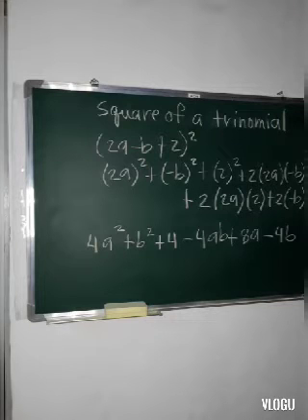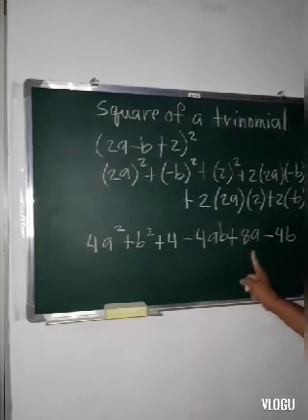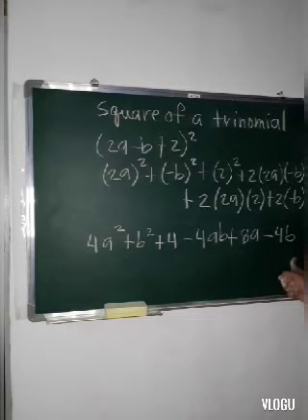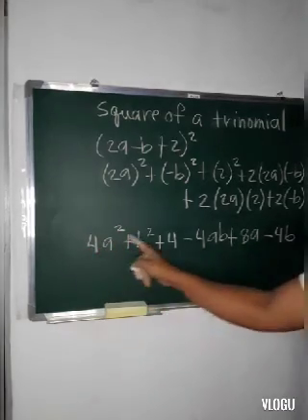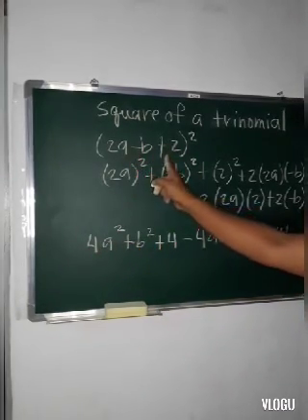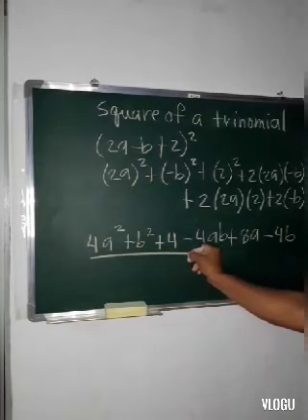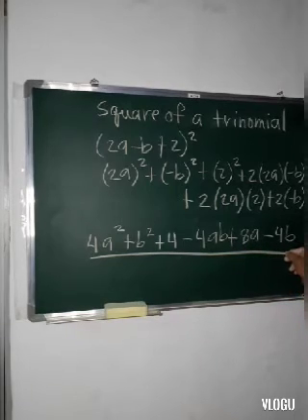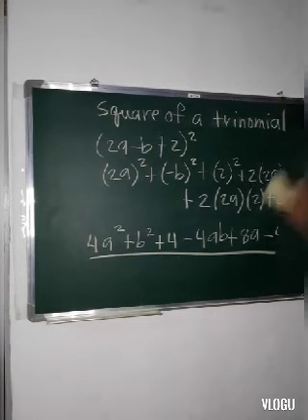And then we can combine terms that are the same. We have ab, a, and b, so there are no more terms that are the same. So the final answer is: the square of (2a minus b plus 2) is equal to 4a squared plus b squared plus 4 minus 4ab plus 8a minus 4b. Again, I'm going to give you one more example for the square of a trinomial.